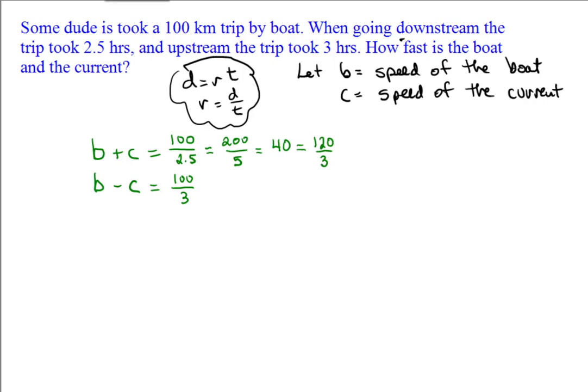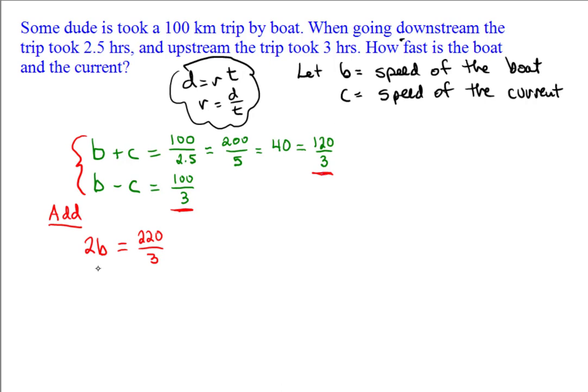Okay, so these two equations can now be used to solve the system. So in the first circumstance, let's take these equations and add them. And when we add those equations, b plus b is 2b, c plus negative c is nothing, and when we take the 100 thirds and add on the 120 thirds, we get 220 thirds. So again, remember, I'm using this obvious number, and then I'm using this non-obvious form of 40, so that way I can add much more easily.